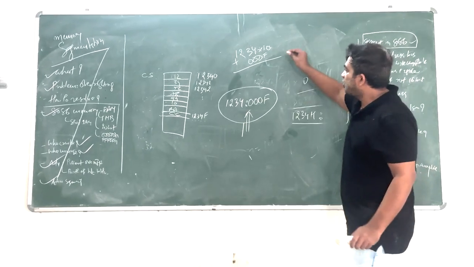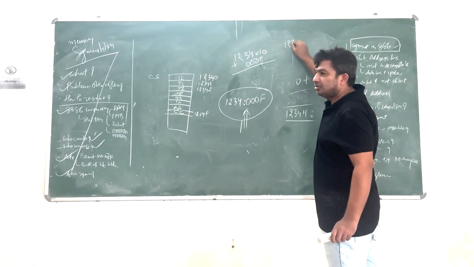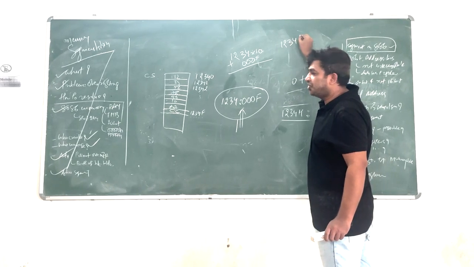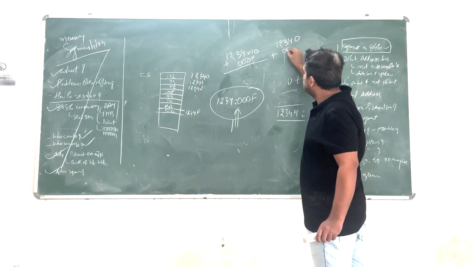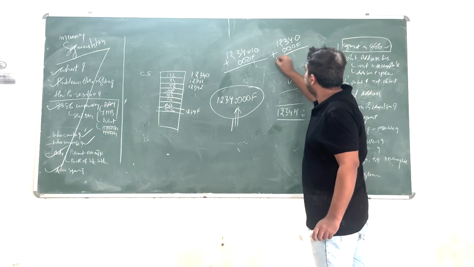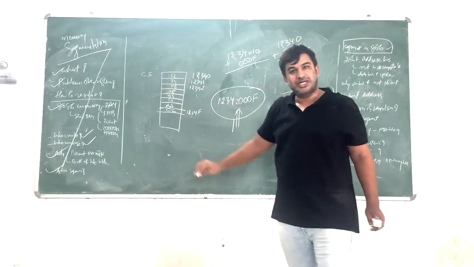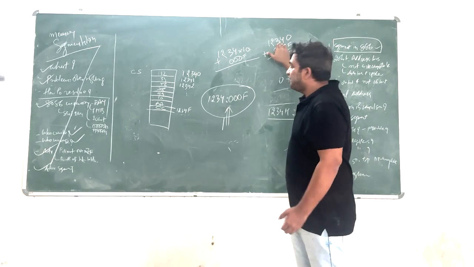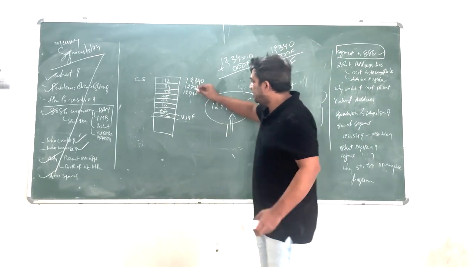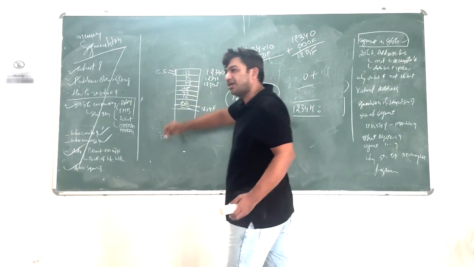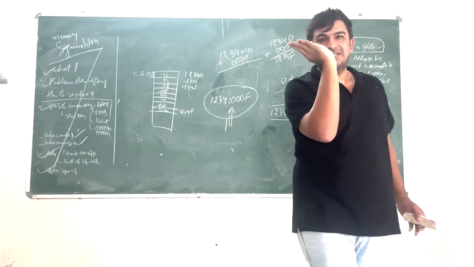So what you will get is 12340 plus 000F, which is 1234F, and it will reach the same location. Understand? So the segment address will give me the starting location of my segment, where my segment gets started.